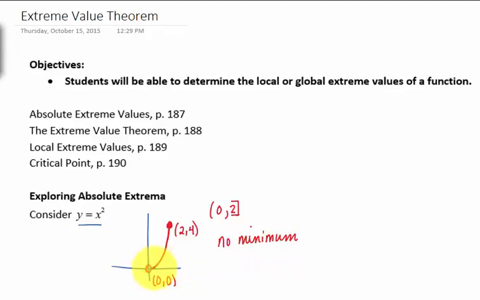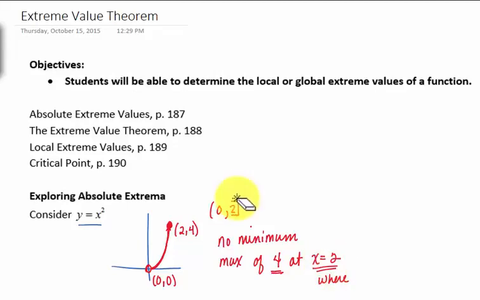So we never actually reach a finite number that is the minimum value. However, because it's closed on the right side of the interval, we do reach a finite value when we get to the maximum. So this has a maximum of 4 at x equals 2. The maximum value is the y value. Where it happens is the x value. So pay attention to that vocabulary. It's very important. The maximum is the y value, and where it happens is the x value.